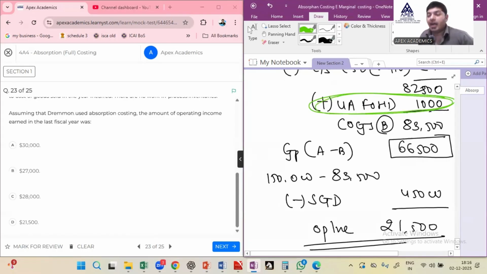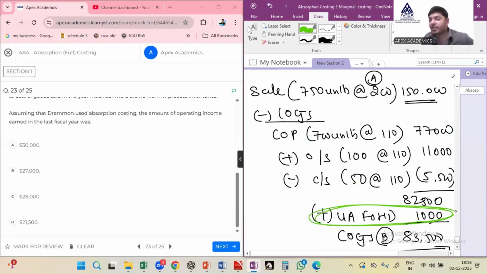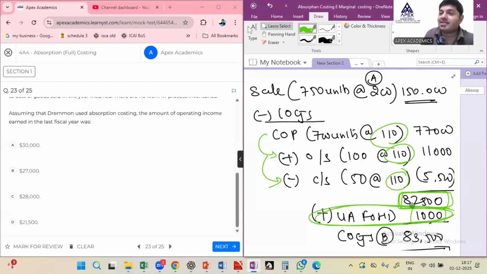Anybody who has not taken into consideration the under recovery addition will be making a huge mistake in this particular question. Under absorption was finally added to COGS. What is COGS? Cost of production plus opening stock minus closing stock. Closing stock is valued at current period's cost of production. And finally, this COGS will become your net COGS only when you are going to adjust the under absorption of your overheads in the same.